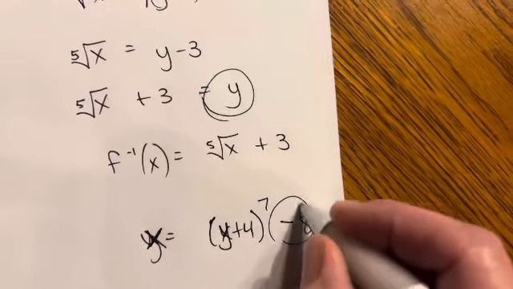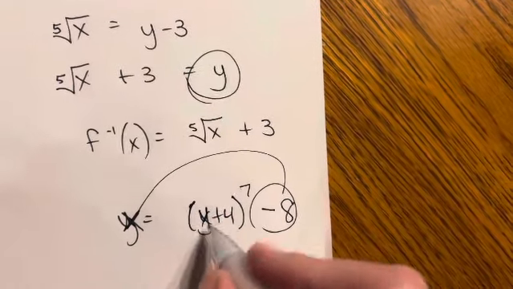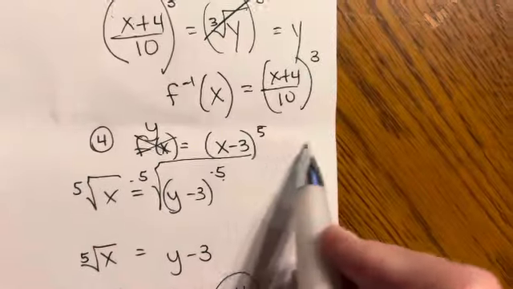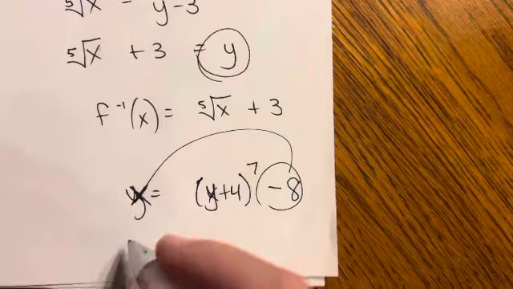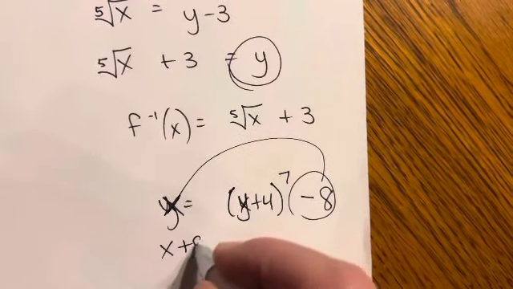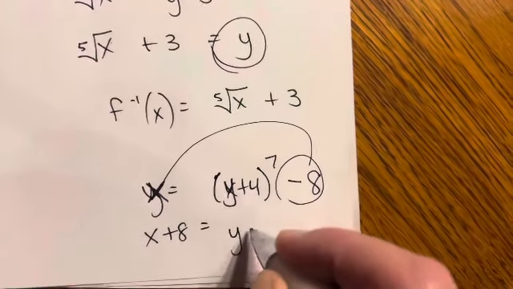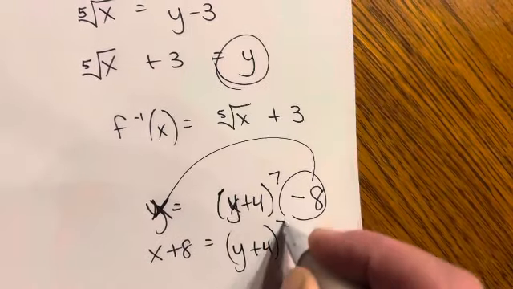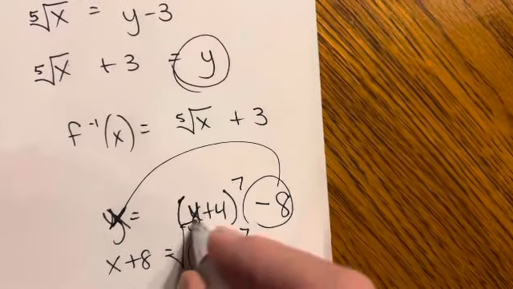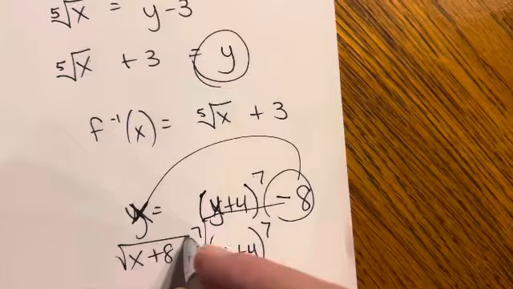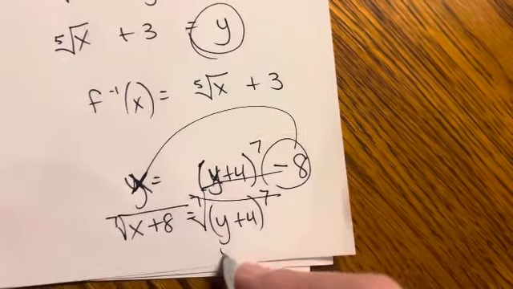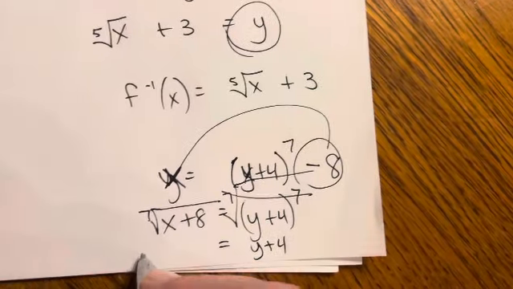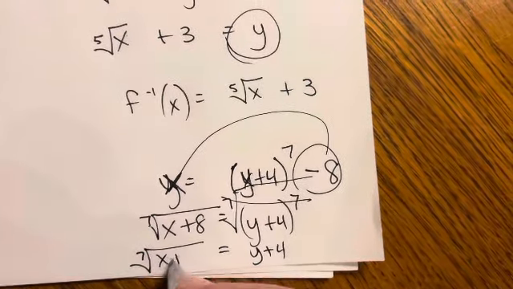I would have moved this 8 over first. Don't forget to do that, okay? You didn't have anything over here, so you could immediately take the 5th root. But if you're going to do this, it's going to look like this. X plus 8. Look, I gave you a bonus problem. Y plus 4 to the 7th. Then take the 7th root, okay? Take that whole thing to the 7th root like that. Then these would cancel, and I have y plus 4 equals the 7th root of x plus 8.